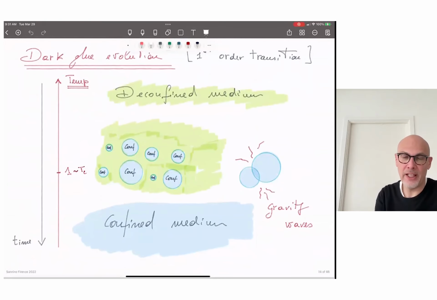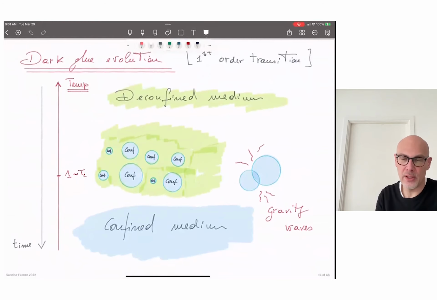Okay, assuming that now N is larger than 2, it is reasonable to assume that this is a first order phase transition. And now the time, as you know, moves in this direction, which means at very short times we were at a very high temperature, and therefore we had a deconfined medium. Around the critical confinement scale, you start creating bubbles of the right vacuum.